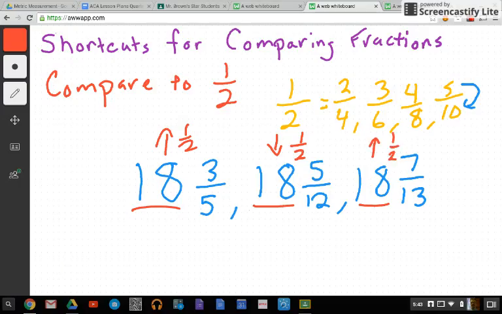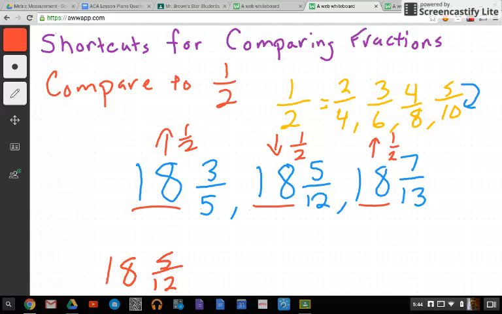So you might say, well, how does this help me? Well, here's how it helps you. Let's say I'm going from least to greatest. I know that 18 and 5/12 has to be the smallest one because it's the only one smaller than 1/2. That's it. Okay, so then I'm basically down to just having to compare 3/5 and 7/13.